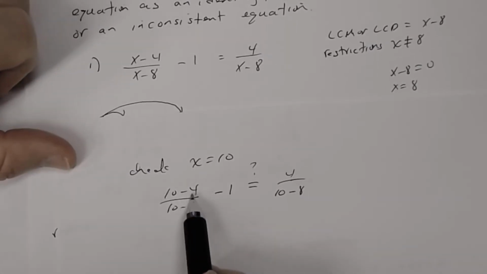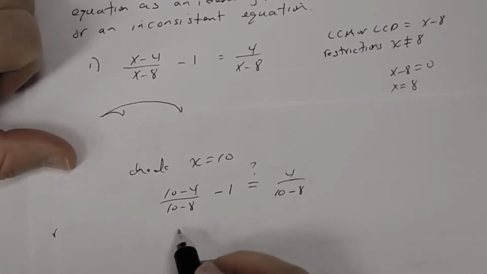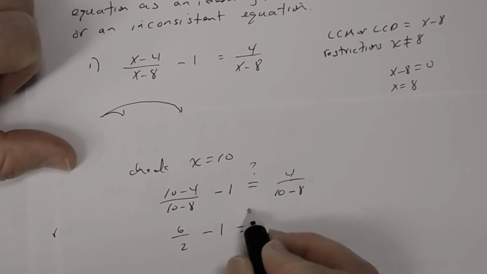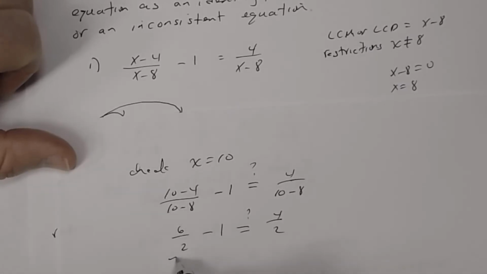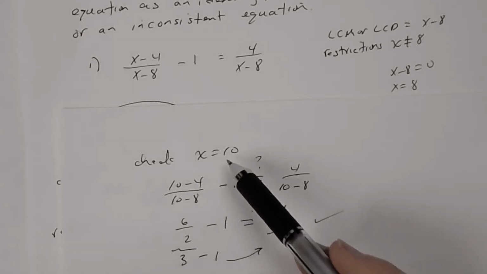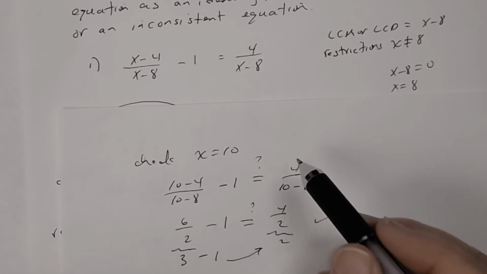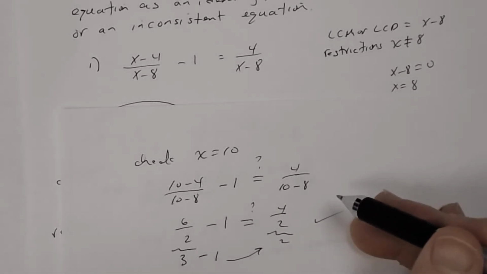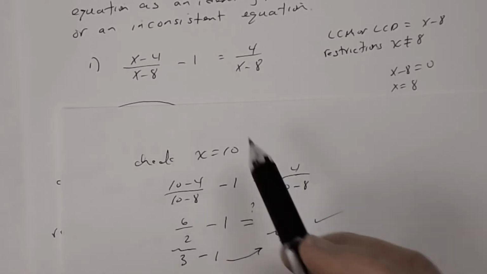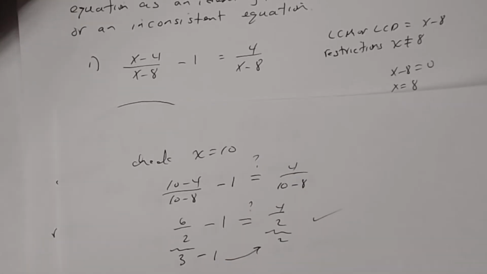Well, 10 minus 4 is 6, and 10 minus 8 is 2. I'm going to subtract 1, and I want to see if that equals 4 divided by 10 minus 8, which is 2. Well, this is 3, subtract 1, and this is 2. So is 3 minus 1 equal to 2? The answer is yes. And that's going to be true for any real number. It's true for x equals 10.7, x equals the square root of 8. So all real numbers work except 8. All right, so that's number 1.